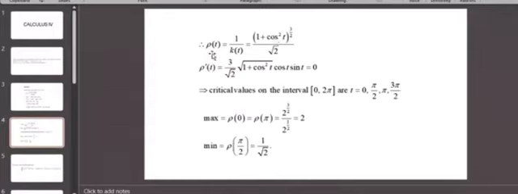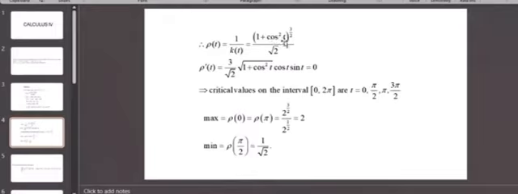But using calculus 1, the derivative rho prime of t is 3 over square root of 2 times square root of 1 plus cosine squared t, times cosine t sine t. Just use the chain rule to find the derivative of this. Setting this to 0 gives these critical values: t is 0, pi over 2, pi, 3 pi over 2. Remember, we said that the minimum occurs when cosine squared t is 0, and the maximum occurs when cosine squared t is 1.